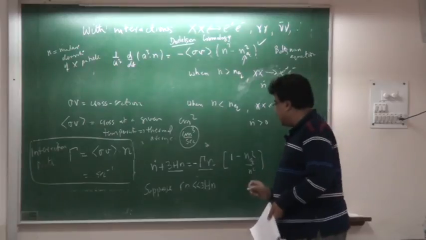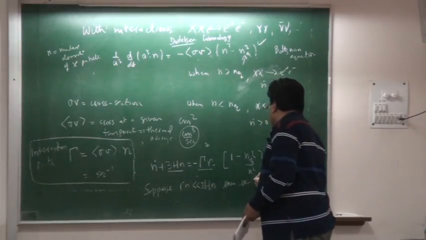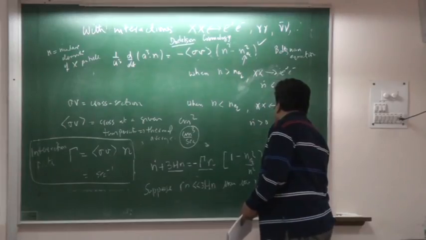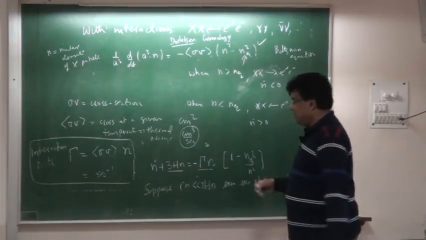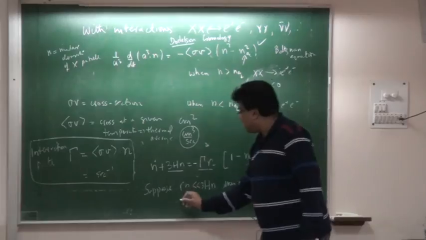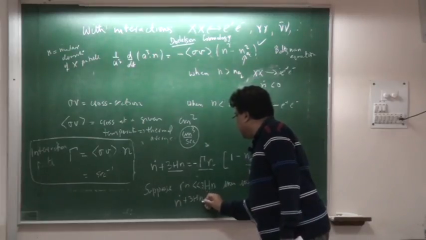So then the RHS is ineffective. What does that mean basically? That the number density equation would again be back to n dot plus 3h n equal to 0.